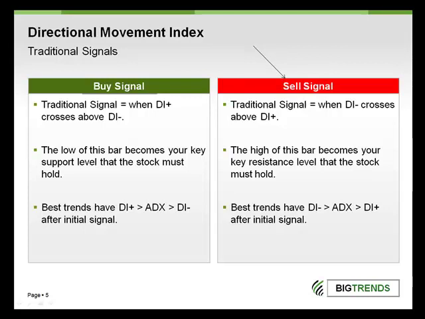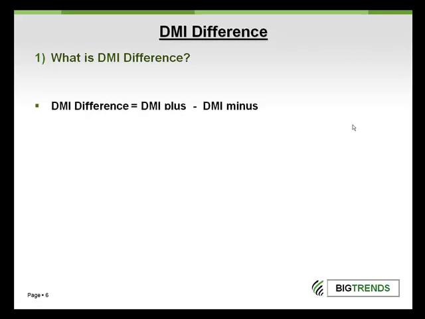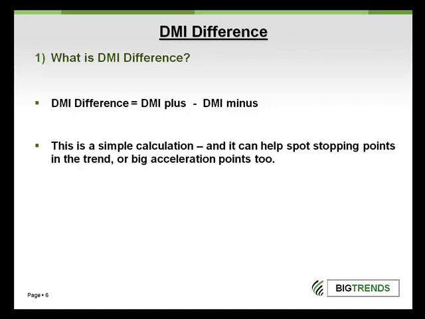Okay, so now keeping that at the forefront of your mind, on the hottest burner that you have, let's take it one step further. DMI difference. Very, very simple, clean and crisp. All DMI difference is what? DMI difference is the DMI positive minus the DMI minus. It's the difference between the two. So, it's a very simple calculation.